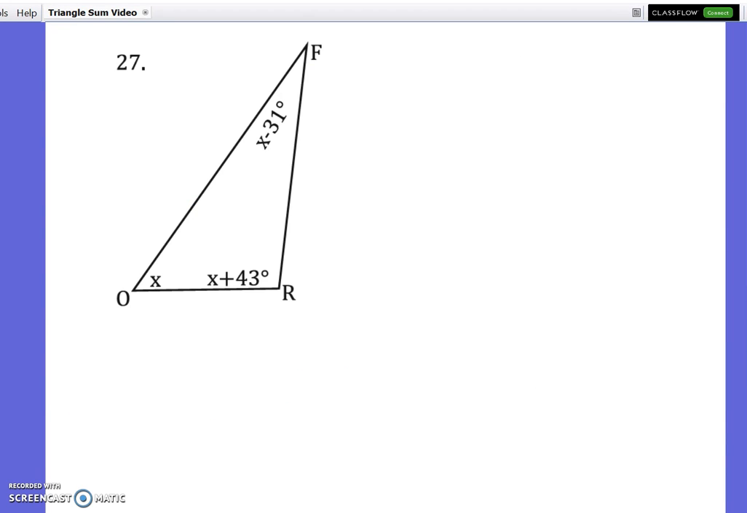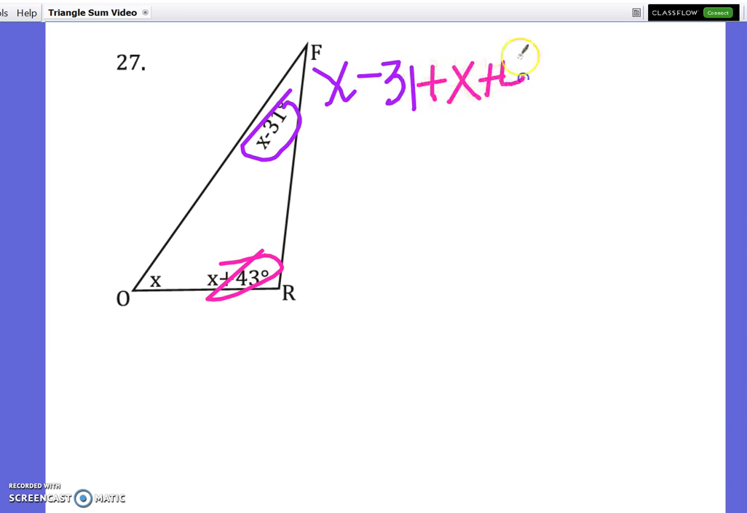Okay, so if we look at number 27, this one looks a little bit more difficult just because there's x's, but let's not freak out. We know that if you take all of the angles of a triangle and add them together, you have to get 180 degrees. So we're just going to use that again. So I'm going to start with angle F. It doesn't matter which one you write first, you'll get the same answer. So I know that if I do x minus 31 plus x plus 43, which is angle R, plus x, I know that all of that has to equal 180 degrees.